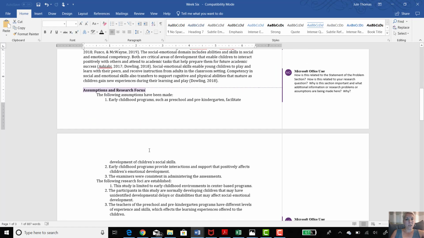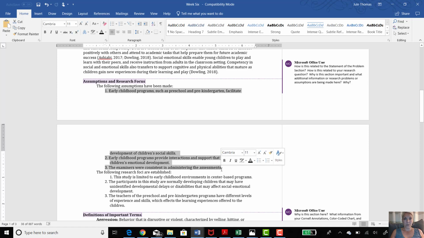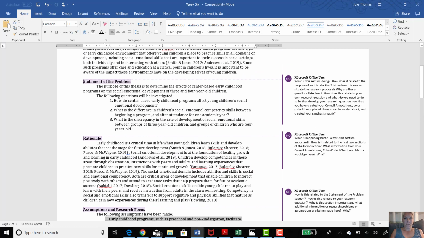All right, so this next section is the assumptions and the research focus. So the following assumptions have been made. So in this section right here, you will see that there are 3 assumptions. This should mirror the 3 questions that you'll be investigating.